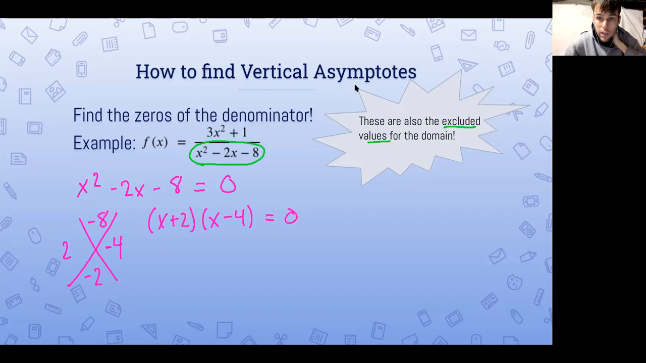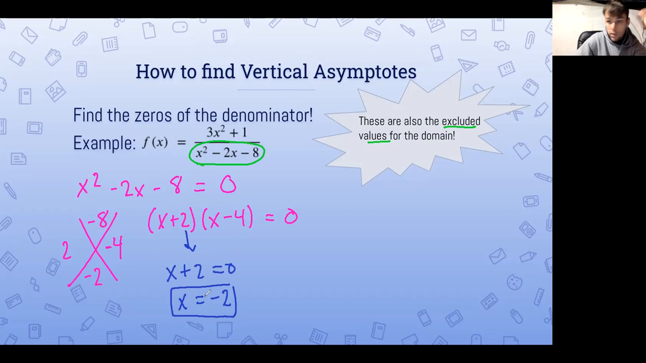So that tells me this factors as x plus 2 times x minus 4. And then using our zero product property, what would make these 0? Or we could solve this equation. We can obviously see this is going to be -2. So there's one of our vertical asymptotes, or one of the excluded values from the domain. And then this one here, same thing. We could set up this little equation using our zero product property. Obviously 4 is the solution here. Here is our other vertical asymptote.